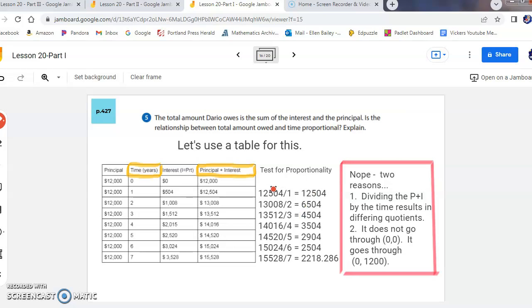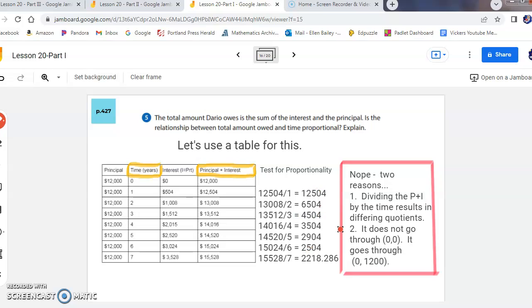So what I did here was I created a table. Here's my principal, here's my time, here's my interest, and then here's the principal plus the interest. And then when I took the principal plus the interest divided by the time, I got different amounts over here. So dividing this one by this one, if I got the same amounts when I divided, it would be proportional. So that's one reason.